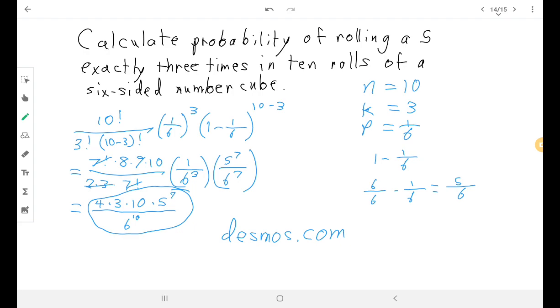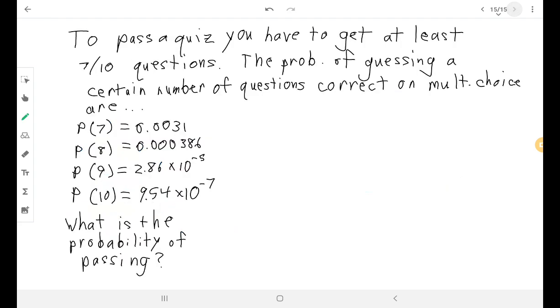Let's move on to our last problem for this section. To pass a quiz, you have to get at least 7 out of 10 questions correct. The probability of guessing a certain number of questions correct on a multiple choice test are the following. And there are the numbers. What is the probability of passing? So you can get 7 right and pass, or you can get 8 right and pass, or you can get 9 right and pass, or you can get 10 right and pass.